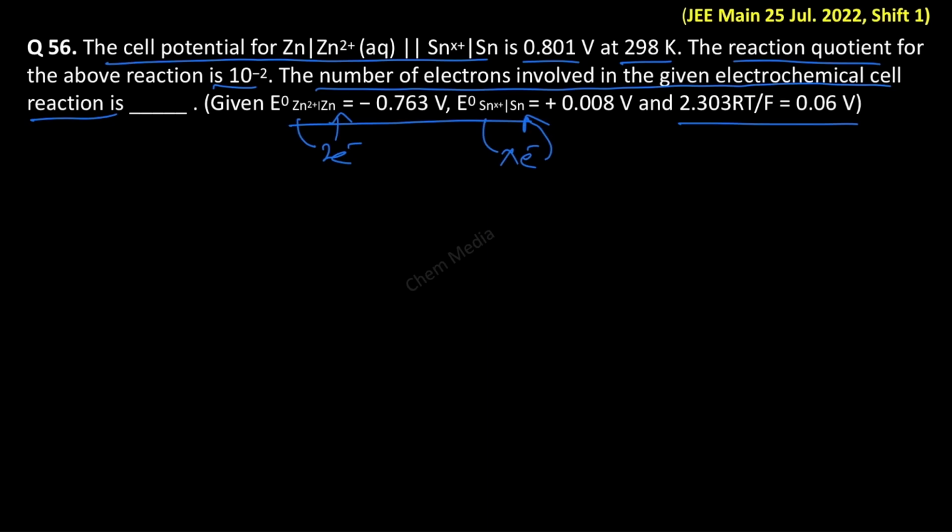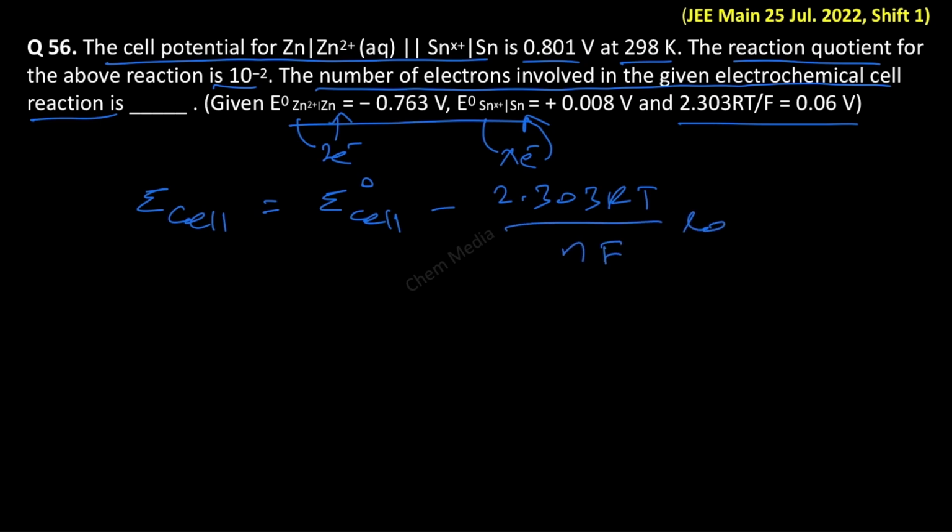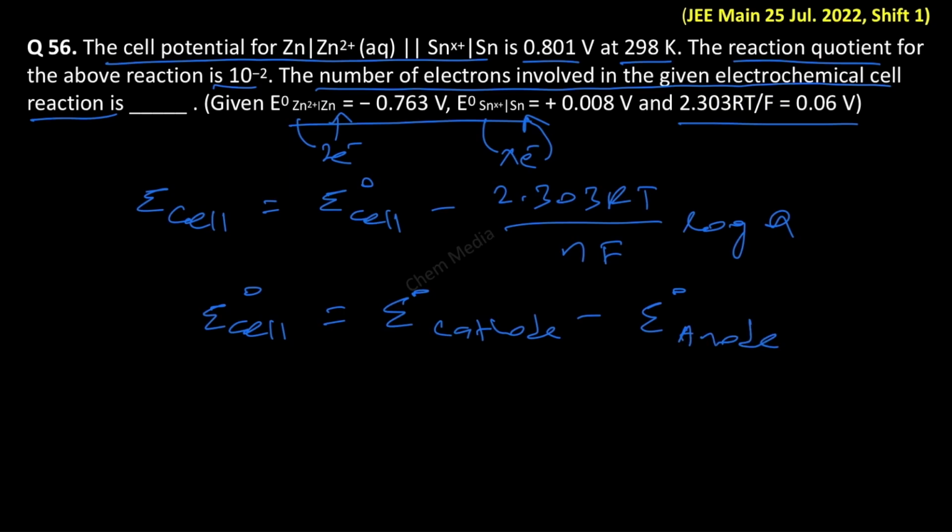We know that the Nernst equation is Ecell is equal to Ecell standard minus 2.303 RT by nF log Q. Q value is given as 10 to the power minus 2, and we know that Ecell standard is equal to standard reduction potential of the cathode minus standard reduction potential of the anode. Now here, which one is anode, which one is cathode? Obviously, whatever is there on the left hand side of the salt bridge, that is anode.